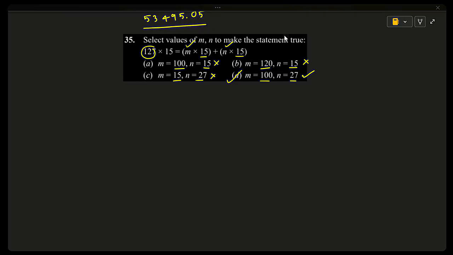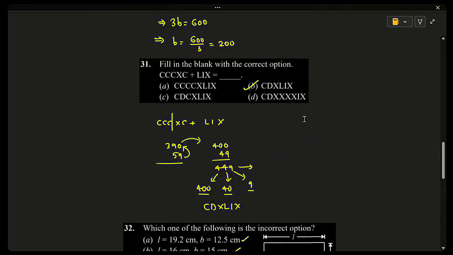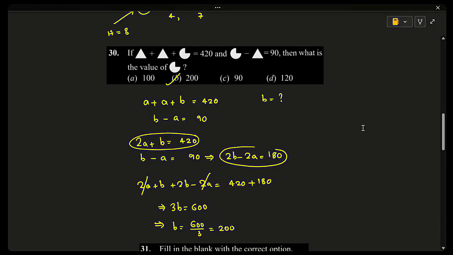Sasha, what is your doubt? Sir, I have doubt in 30 and 32. 30. Yes, question number 30. What is your doubt in this 30? Sir, can you explain 2A plus B equals 420? Yeah, A plus A, that will become 2A, right? Yes, sir. B minus A is equal to 90. So I want to eliminate A. So the coefficient of A should be equal. Here 2, but here nothing is there, we call 1. So make this as 2, multiply both sides by 2. You'll be getting 2B minus 2A is equal to 180, right?